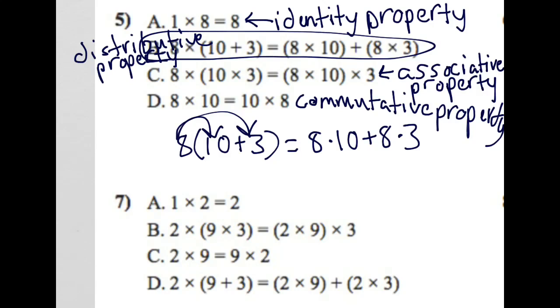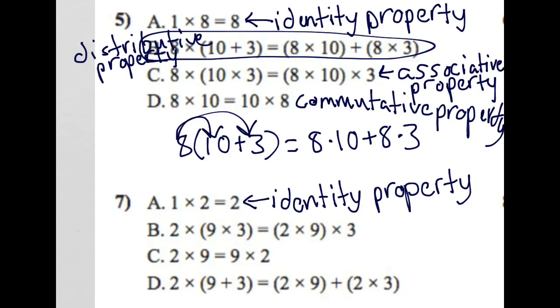And now I just have one more, question 7. The equation in A is 1 times 2 equals 2. Anything times 1 equals that number, so that's the identity property. The next one shows the same numbers. 2 times 9 times 3 equals 2 times 9 times 3.